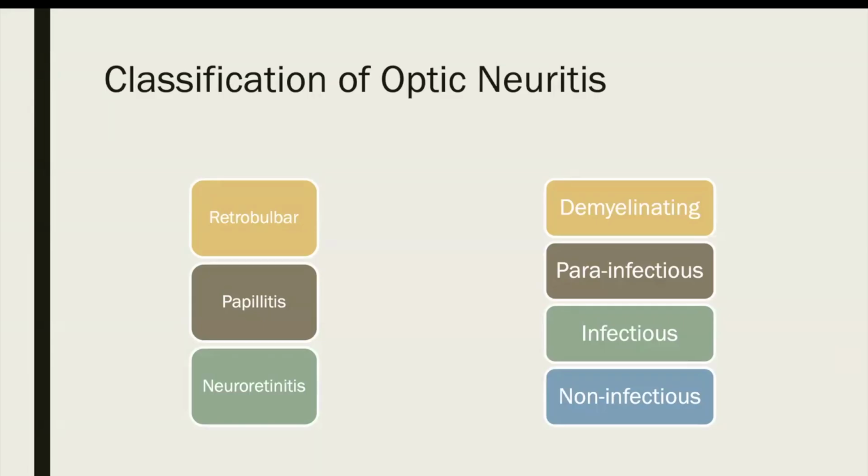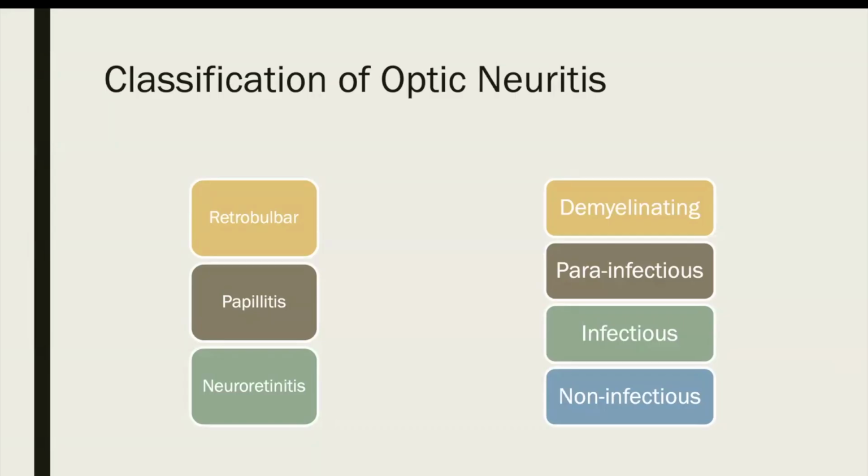So when you're thinking of your causes in terms of the classification, you're looking at things like demyelinating diseases being your primary cause, and then you've got other precipitating factors as well. So either it's a post-infectious optic neuritis, an infectious optic neuritis, or a completely non-infectious optic neuritis. And when thinking about demyelinating disease, which will probably be the most common cause of optic neuritis you come across, that will typically present with a retrobulbar optic neuritis.